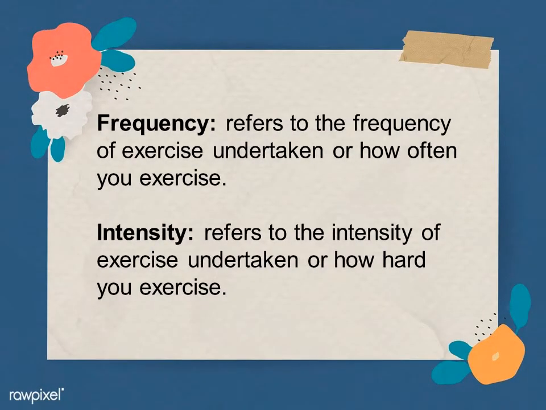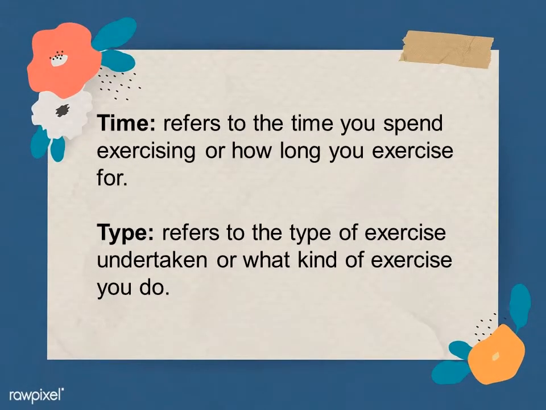So frequency refers to how often you exercise. Intensity refers to how hard you exercise. Time refers to how long you exercise for. And type refers to what kind of exercise you do.